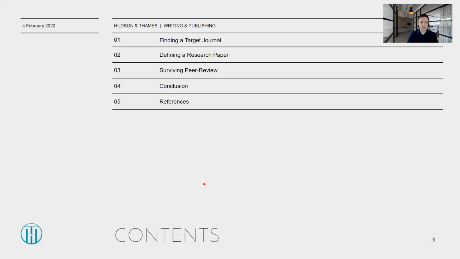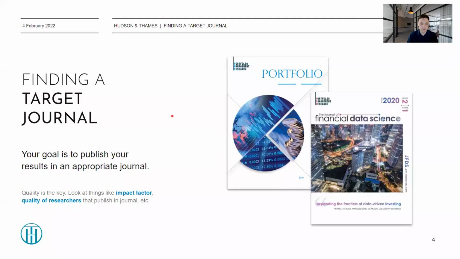So for today's topic, I've divided my sections up as follows. I'll start by talking about finding a research journal or target journal, then how to construct and write a research paper to be accepted for journal publication, and also the idea of surviving peer review. I'll end this video with my conclusion and references.